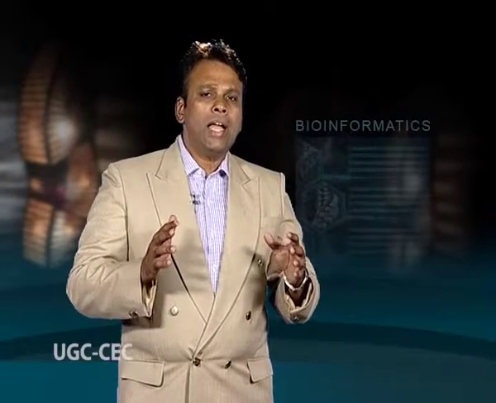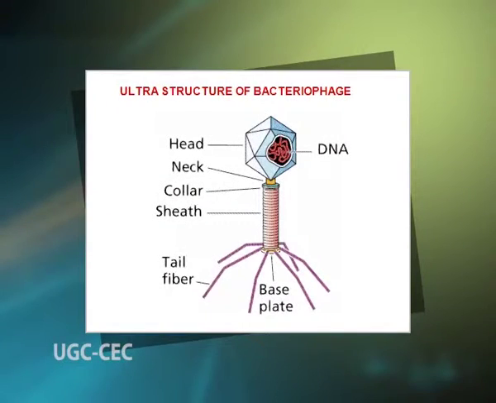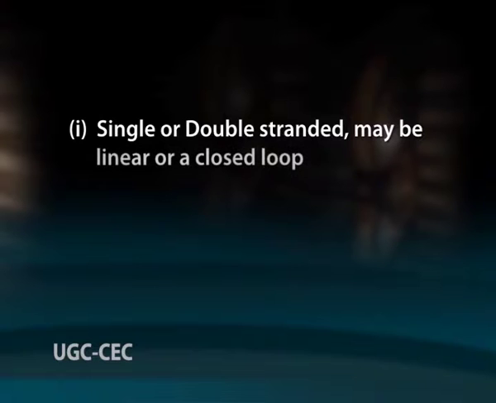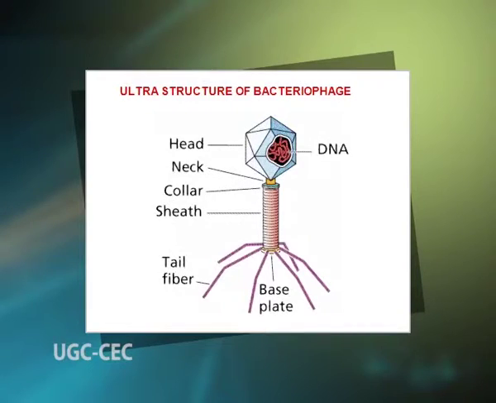The structural aspects of a bacteriophage include: one, the head, which stores genetic material, either DNA or RNA, which may be single or double stranded, and may be linear or a closed loop; two, the sheath, which provides a path for genetic material to be injected into the host cell; and the third one is the tail, which attaches to the host cell. These three structures are clearly seen in this figure.